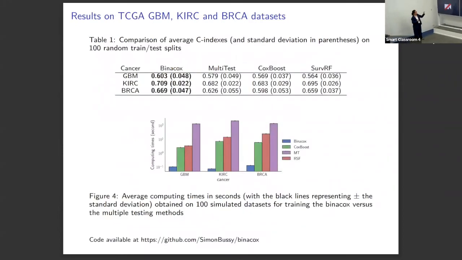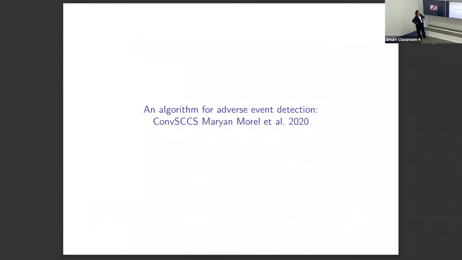Okay, and these are our results on TCGA data, with genomics features. This is our algorithm. This is with multi-test. This is with boosting and with random forest. And the important point is that our algorithm is the fastest in computing time. So we get very good results in terms of our score, and it's very fast in terms of computing time. Okay, that was one example.